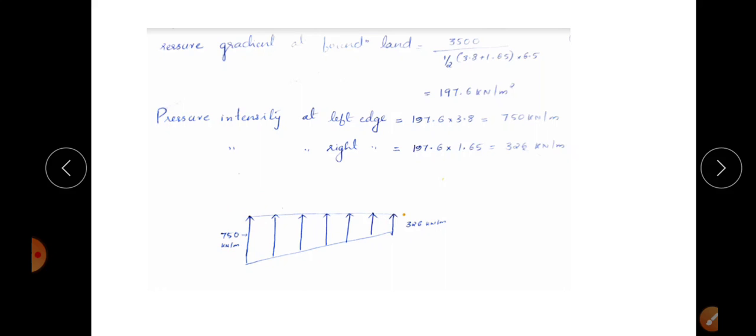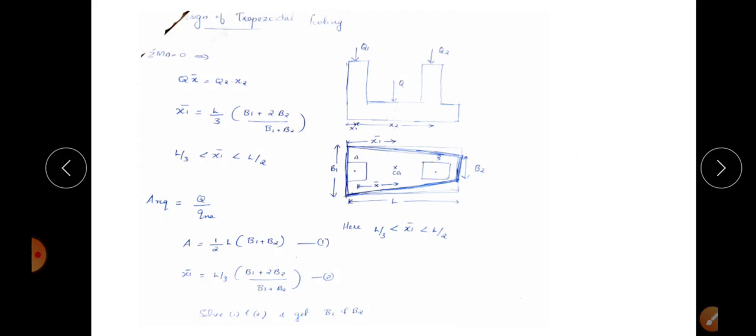So in the trapezoidal footing the design steps are like this: first equate sigma MA is equal to 0 and get the value of x bar, then calculate x1 bar. Then check whether this x1 bar is in between L by 2 and L by 3. Next, to calculate B1 and B2, equate the equation of area and the equation of centroid, and by solving these two equations we will get B1 and B2. So this is the design, and next if it is asked to draw the pressure gradient, you can plot it. Okay, thank you.